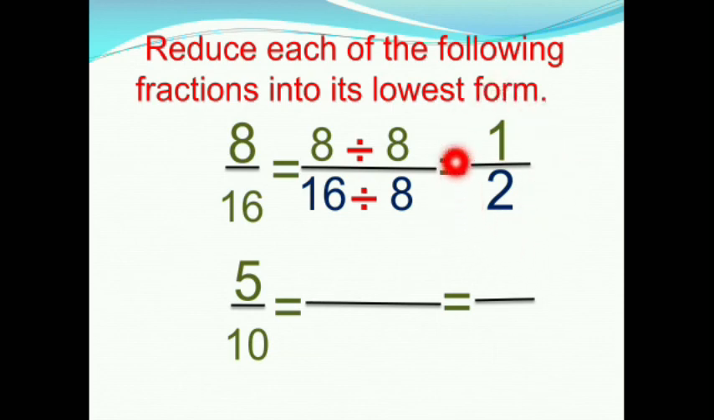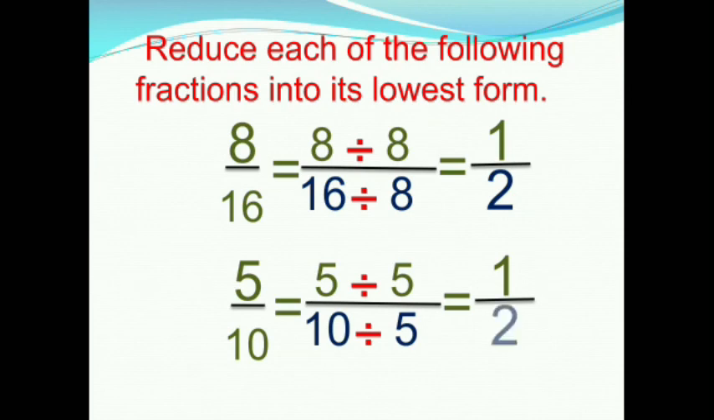The next question is 5 by 10. We should find the tables in which both the numbers are there. In which tables do we get 5 and 10? Yes, in 5 tables. So we will divide the numerator and denominator by 5. 5 divided by 5 is equal to 1. 10 divided by 5 is equal to 2. Therefore, the lowest form of 5 by 10 is 1 by 2.